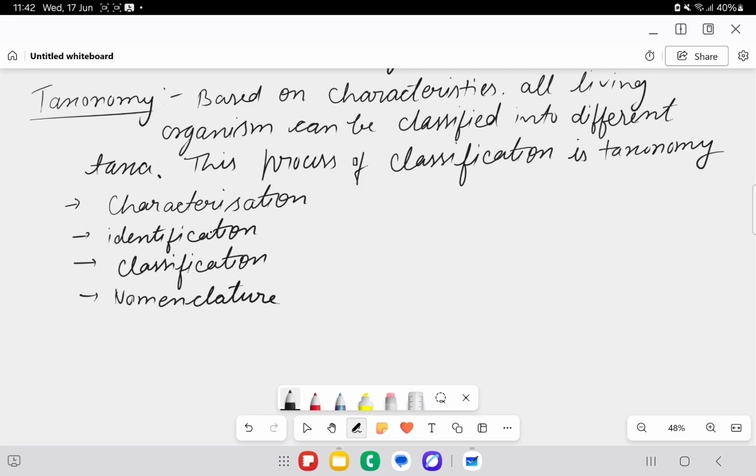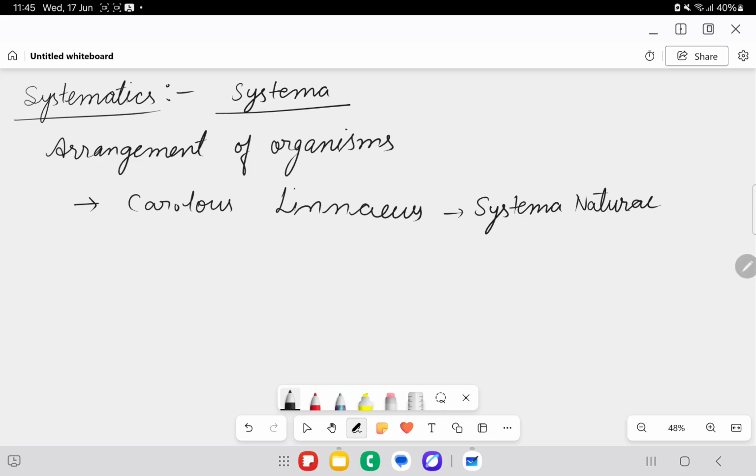Our next term is taxonomy. What is taxonomy? Taxonomy is based upon the characterization of living organisms, which can be classified into different taxa. The process of classifying an animal, identifying it, characterizing it, and naming it, all that process is known as taxonomy.